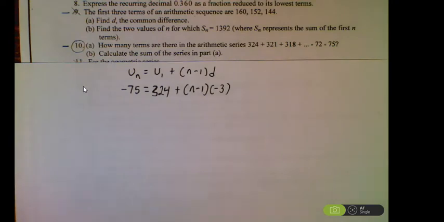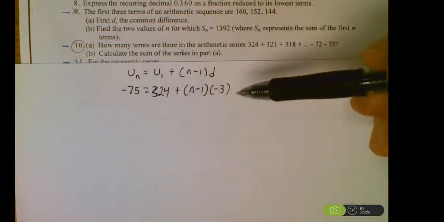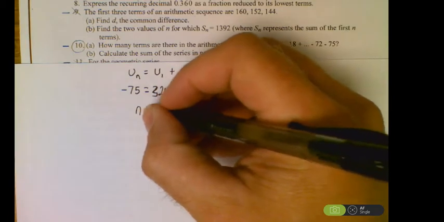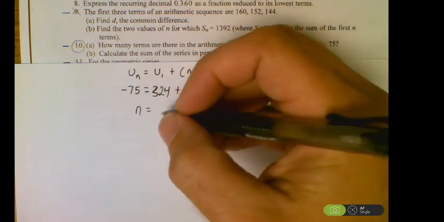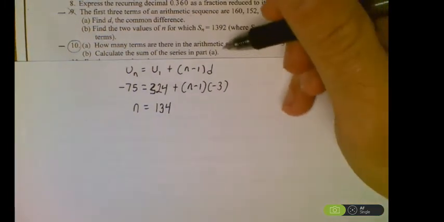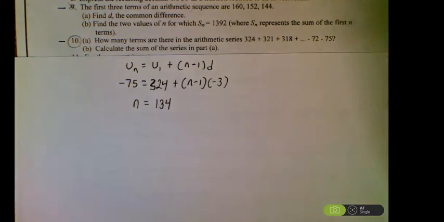So now we just solve that equation for n to get our number of terms. The usual algebra: subtract the 324, divide by negative 3, add the 1, and it looks like we've got a number of terms of 134. Then the follow-up question: now that we know there are 134 terms, we can figure out the sum of those 134 terms.